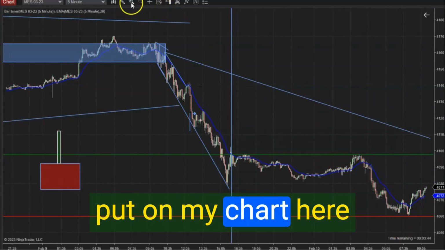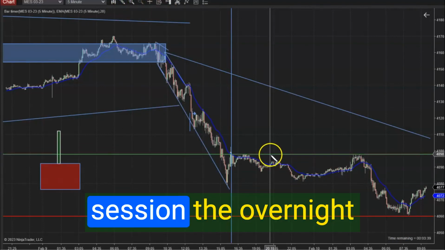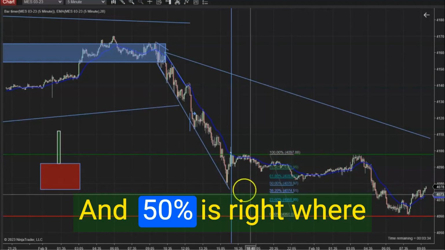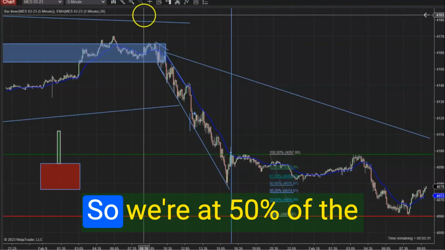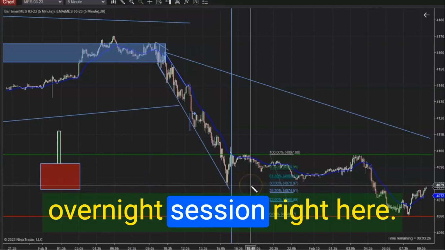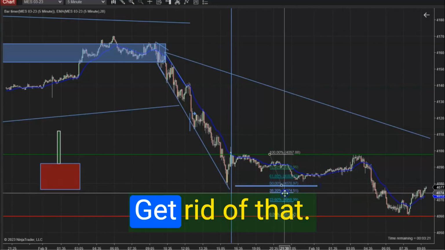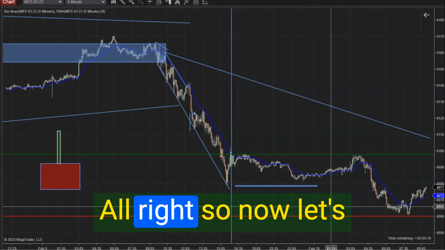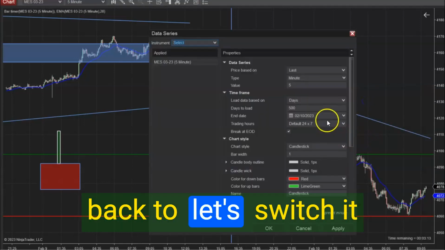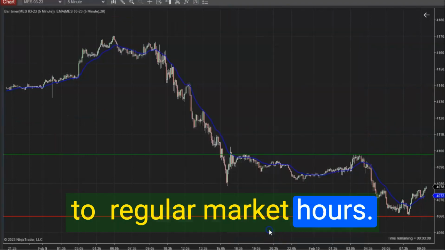Now, what I do like to put on my chart here is 50% of the overnight session. The overnight session 40.98 to 40.60, and 50% is right where we are right now. So we're at 50% of the overnight session right here, so I'm just going to put that in here like this. All right, so now let's switch it to regular market hours.